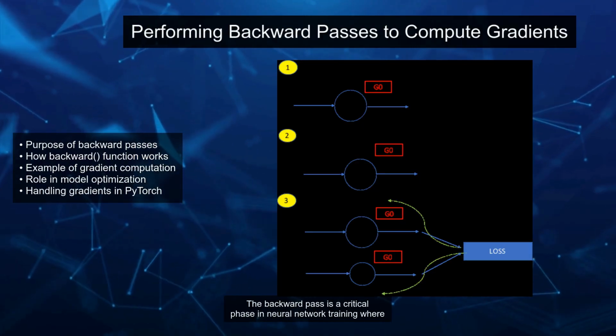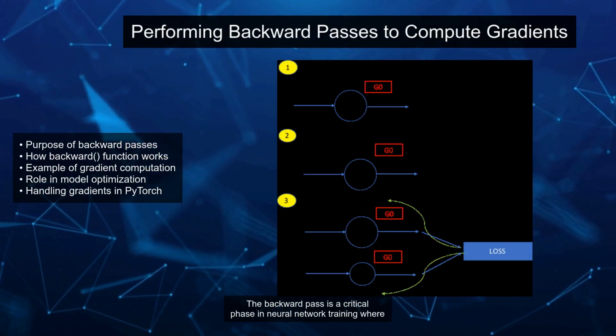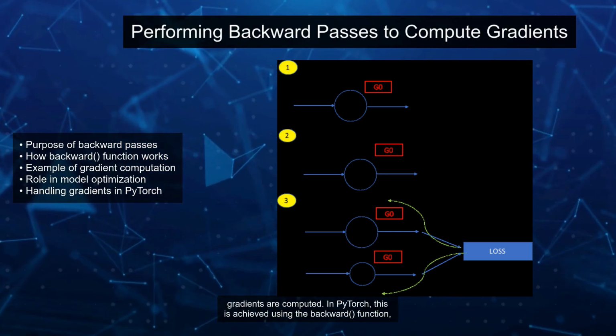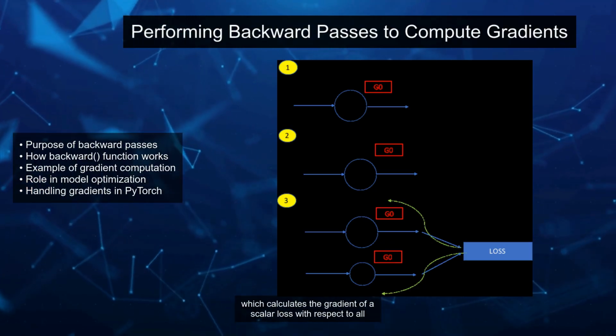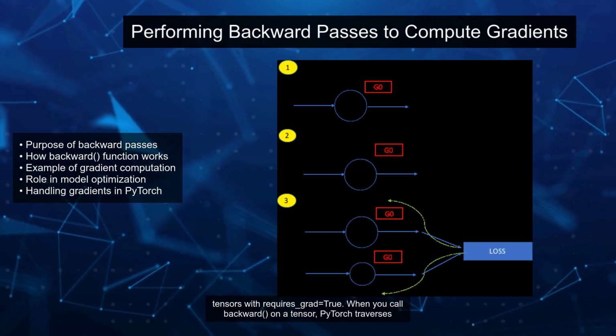The backward pass is a critical phase in neural network training where gradients are computed. In PyTorch, this is achieved using the backward function, which calculates the gradient of a scalar loss with respect to all tensors with requires_grad equals true.